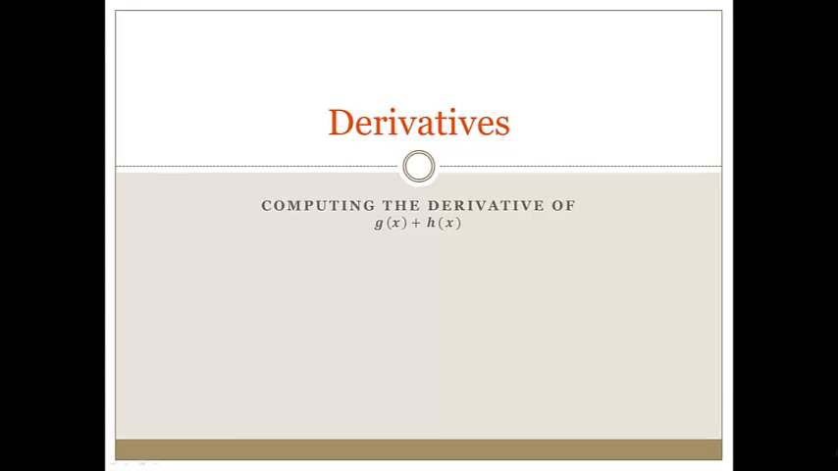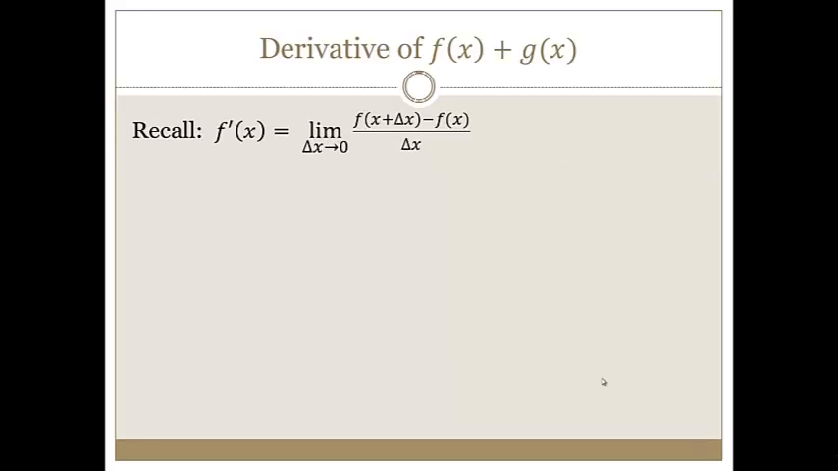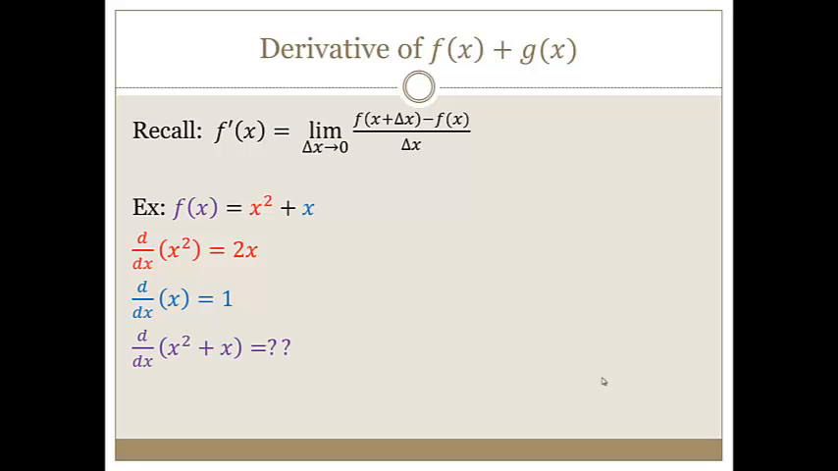We will now look at how to compute the derivative of the sum of two functions, g of x plus h of x. Let's consider the example f of x equals x squared plus x. Remember that we just learned that the derivative of x squared is 2x and the derivative of x is 1, but what is the derivative of x squared plus x? In other words, how do we take the derivative of two functions added together?